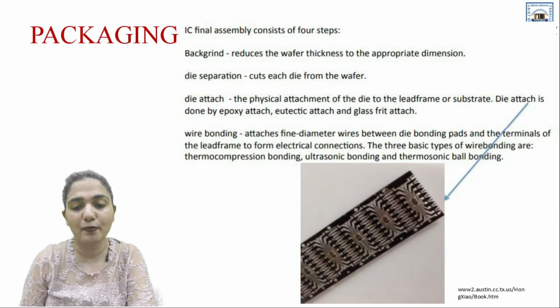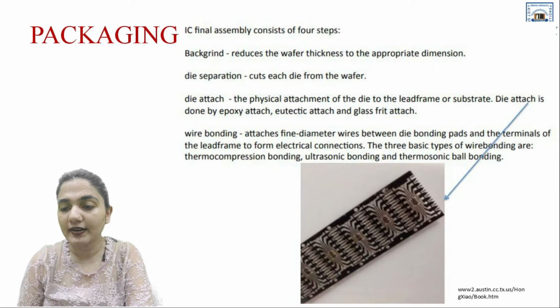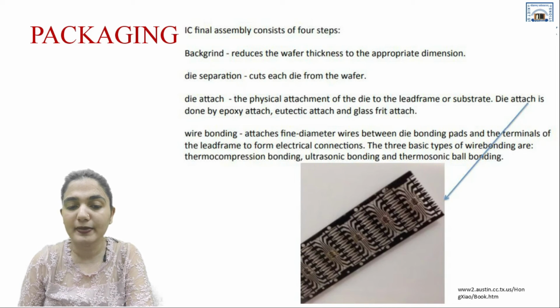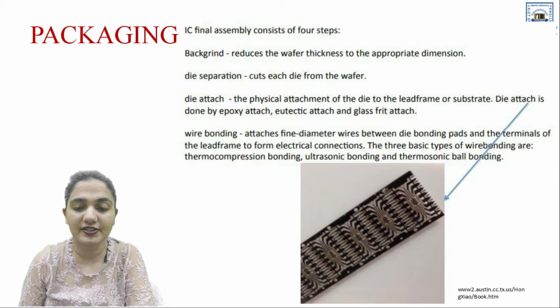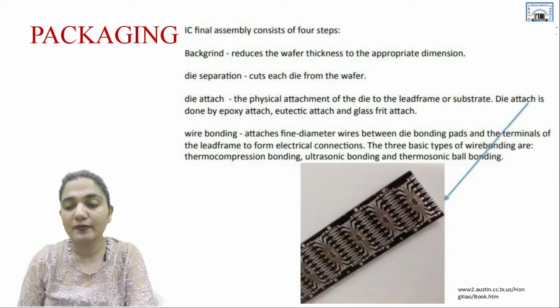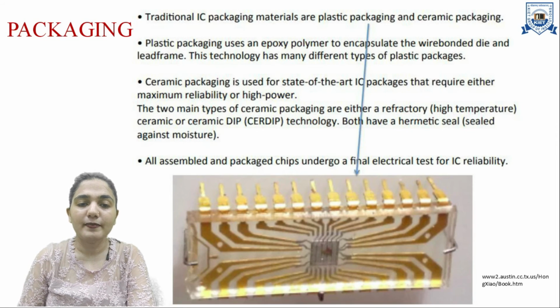Then we have wire bonding, which attaches fine diameter wires between the die bonding pads and the terminals of the lead frame to form the electrical connections. The three basic types of wire bonding are thermocompression bonding, ultrasonic bonding and thermosonic ball bonding. So now coming to the packaging.